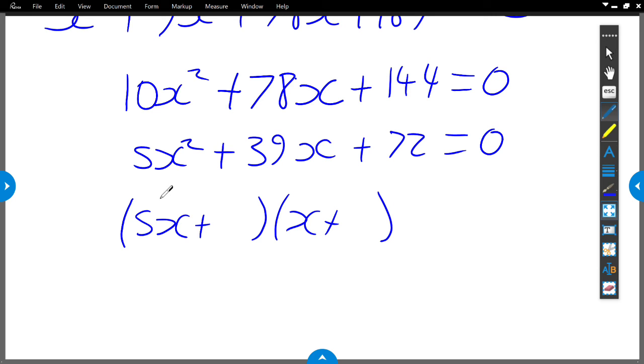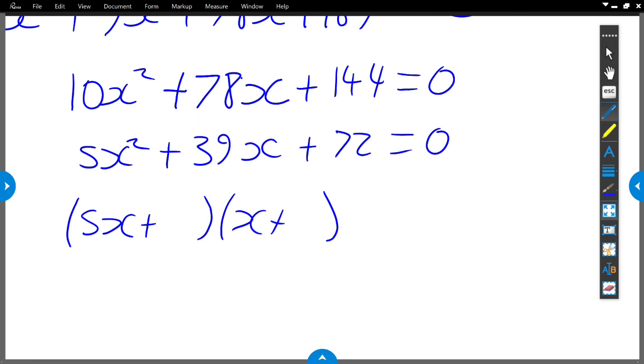Consider that when I expand this out, I'm going to have 5x times by x, 5x times by whatever that is, this times by x. So in order to get positive values here, when I have this value times that value, that's the only way I'm going to have a positive. Unless both of them are negative, but if both of them are negative, I'm not going to get positive here.